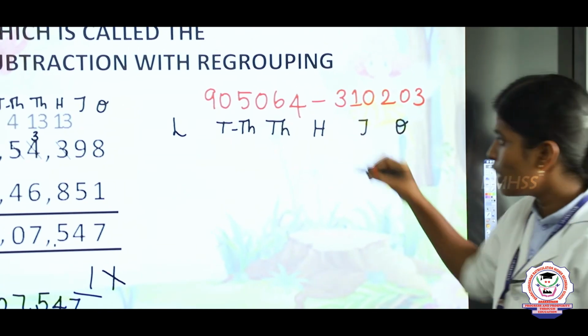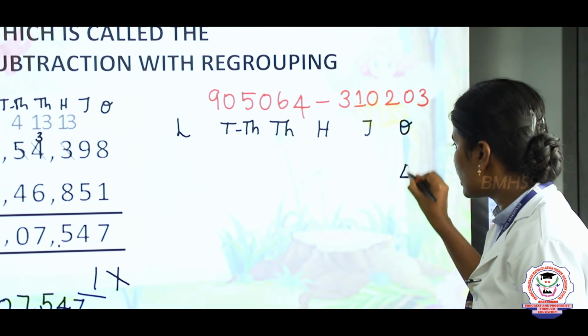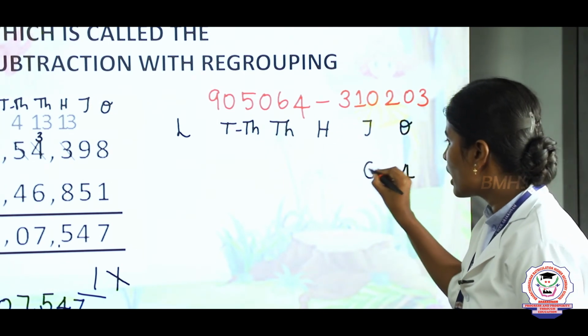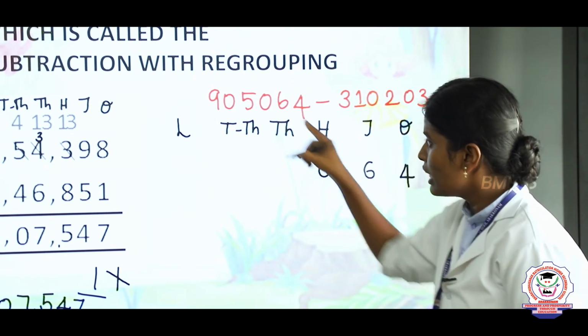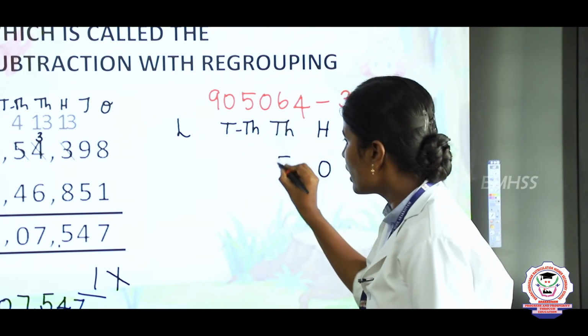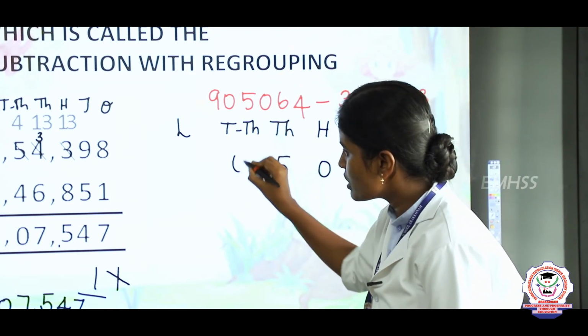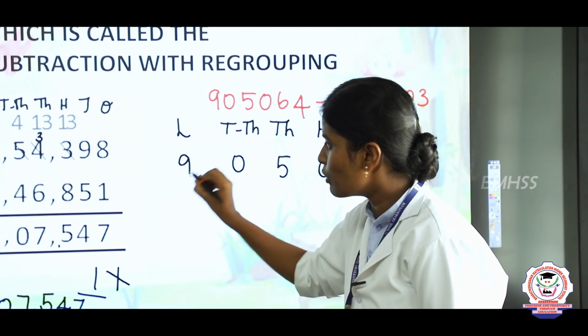Okay, take the first group of the number, 9,05,064. What is the ones place value here? 4. And the tens place value is 6. 100 place value is 0. 1000 place value is 5. The 10,000 place value is 0. Finally the lakh place value is 9.